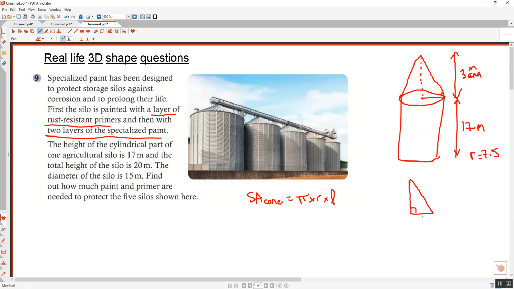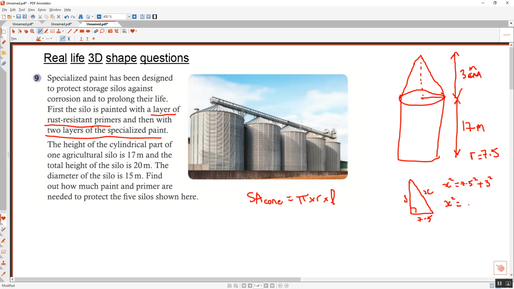Okay, that I've redrawn down here. This distance is? 7.5. Good, because it is the radius. The height is 3, and I am after this part. So a bit of Pythagoras, talk me through, x squared equals? 7.5 squared plus 3 squared. Good, 7.5 squared plus 3 squared.